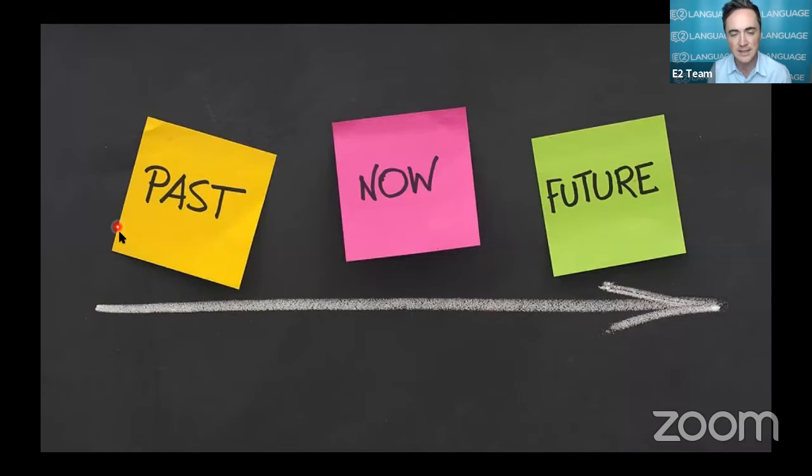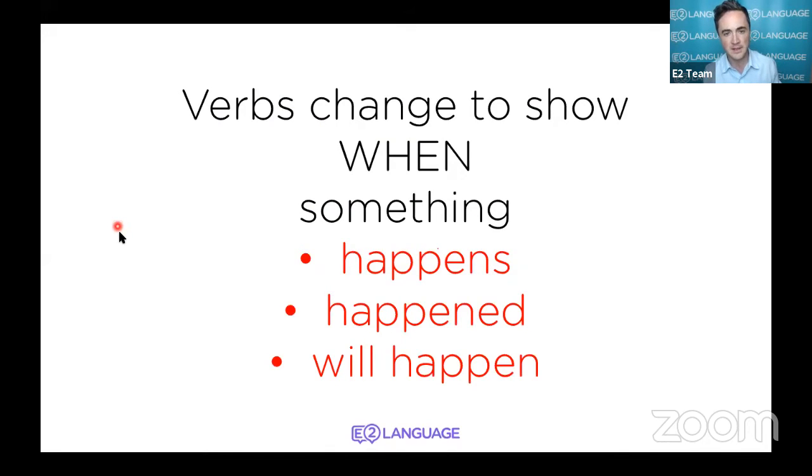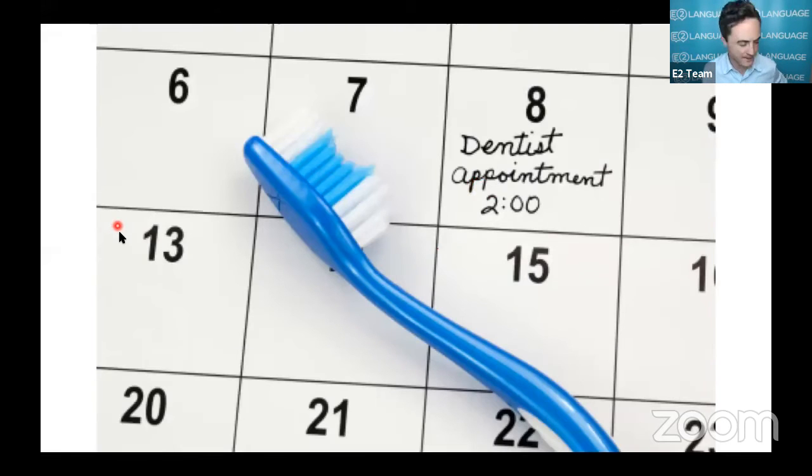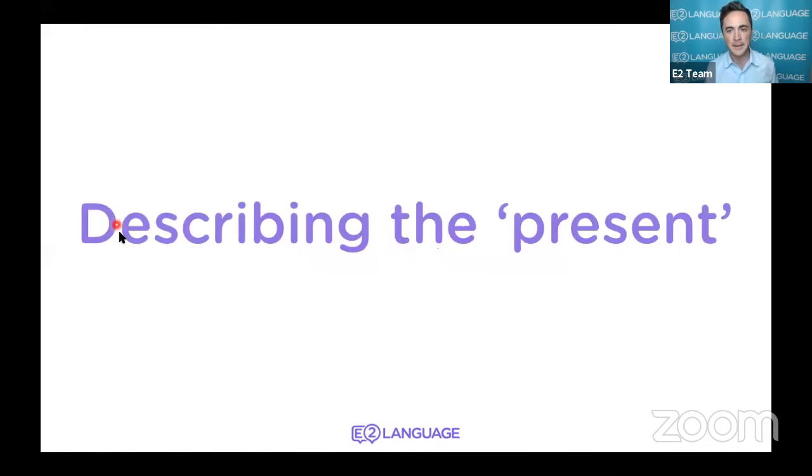So there are subtle differences in English verbs. Maybe in your language, sometimes some languages don't show time in the verb. They use adverbs to show when. But in English, we change the verb to show when, past, present, or future. So they change to show when something happens, happened, or will happen, like the dentist appointment.